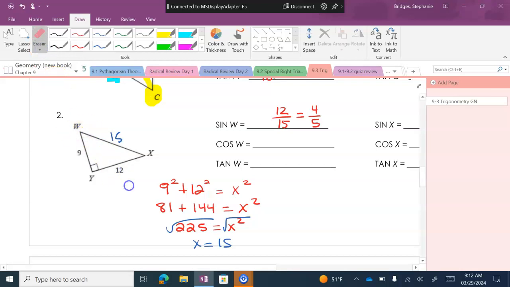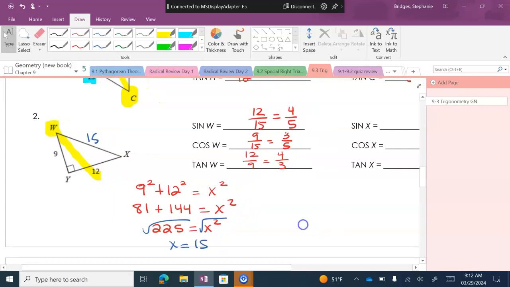Then we're going to do the cosine, which is adjacent over hypotenuse. What is adjacent to W? 9. And the hypotenuse is what again? 15. And 9 and 15 can both divide by 3 again. So that's going to give me 3 over 5. Then we're going to do the tangent of W. Tangent is opposite over adjacent. Opposite is? 12. What is adjacent? 9. And then they can both divide by 3 again. So that gives me 4/3.